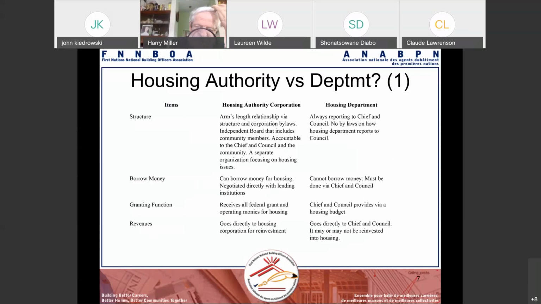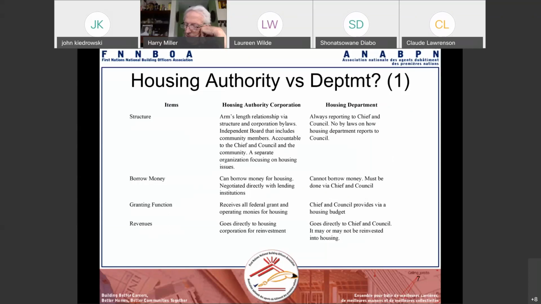Borrowing money. A housing authority can borrow money for housing and negotiate directly with lending institutions. Once you establish that corporate structure, the financial institutions are going to say, okay, we see that corporate entity, we see the independence from chief and council, and they can go and negotiate money for mortgages, for loans, for infrastructure. And they have the backing of the chief and council, obviously, but they can negotiate it. A housing department cannot borrow money, and it must be done through chief and council. So the chief and council says, here's your budget, housing department, and this is all you get.